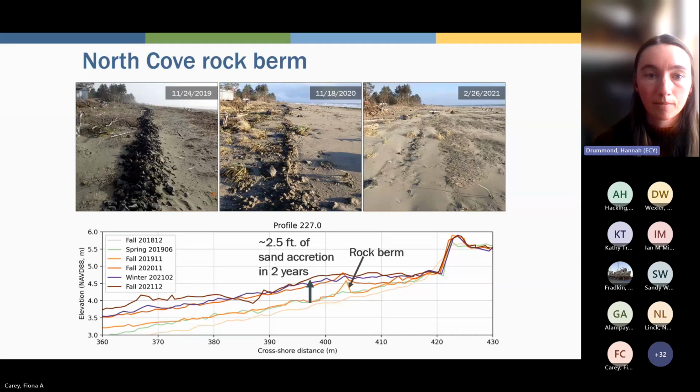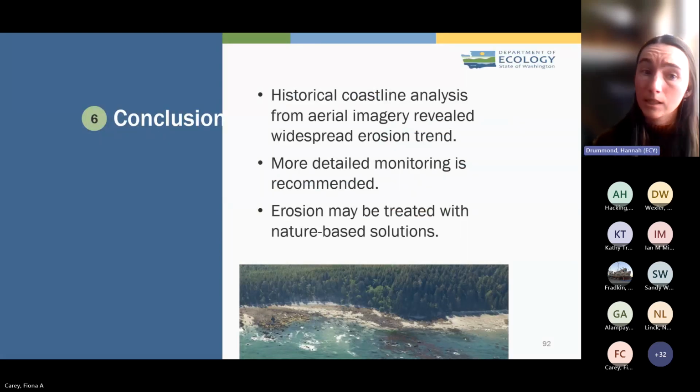Next slide, please. So just to sum it all up, we did a historical coastline change analysis from aerial imagery. It revealed a fairly widespread erosion trend. We really think there needs to be some more detailed monitoring if either the Ozette Reservation, the Makah Tribe, sorry, or national parks would want to help combat this erosion a little bit. But the good news is we think it can be treated with a nature-based approach. Next slide.